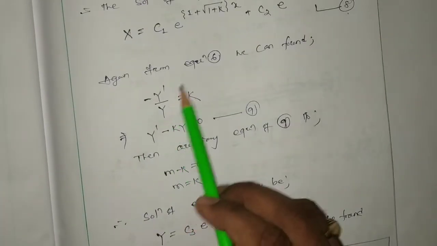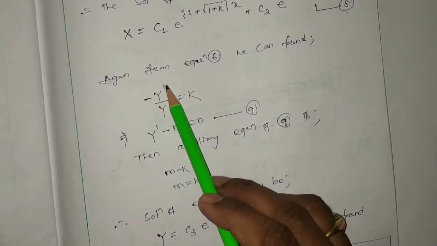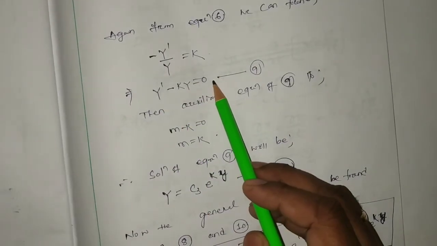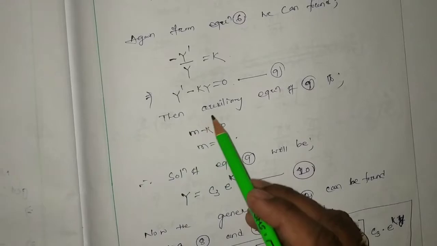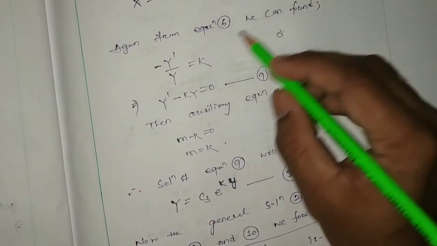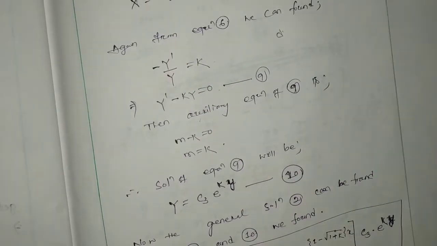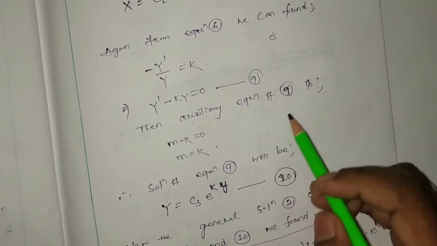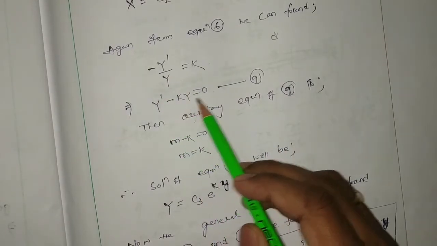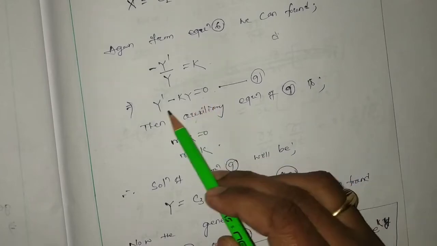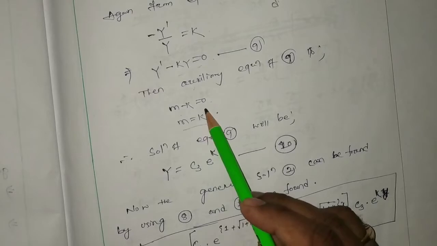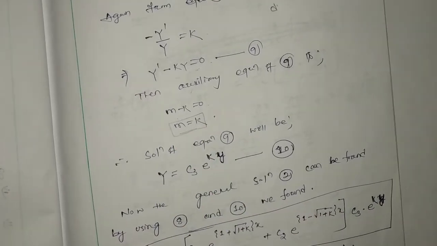Similarly, we have to solve equation number 6, that is minus Y dash by Y equal to k, that is Y dash minus kY equal to 0. You can find the auxiliary equation directly from here: for this one the auxiliary equation will be m minus k equal to 0. That means the root will be m equal to k.